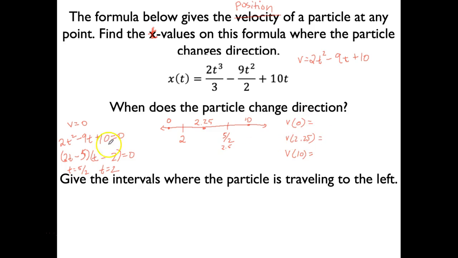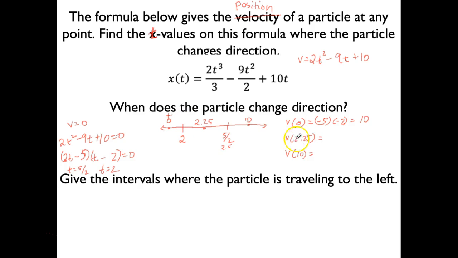I'm going to plug it into my easiest derivative form, which is the factored one. So I'm going to have 2 times 0 minus 5, that would give me negative 5, times 0 minus 2, which would give me negative 2. Then negative 5 times negative 2 gives me positive 10. So that's a positive right there. It is traveling to the right. The particle is traveling to the right all the way up until time 2.